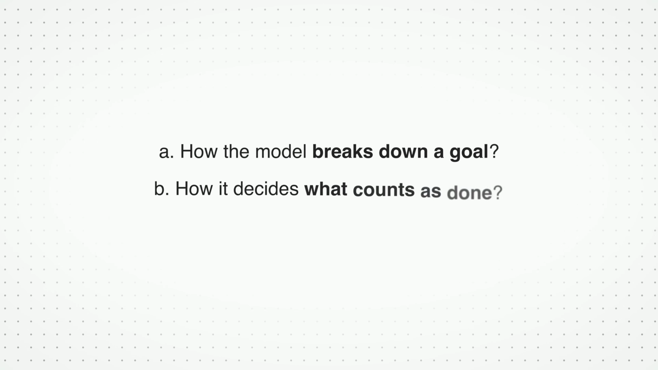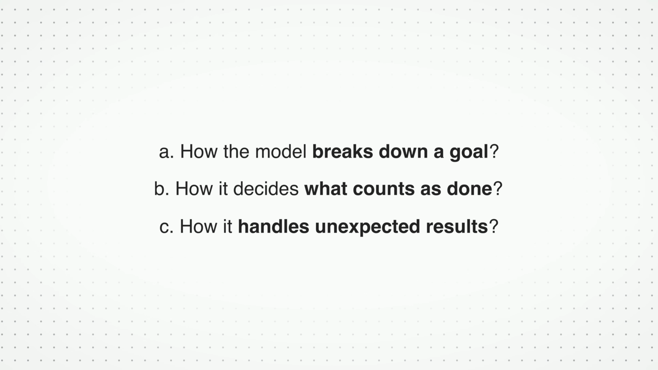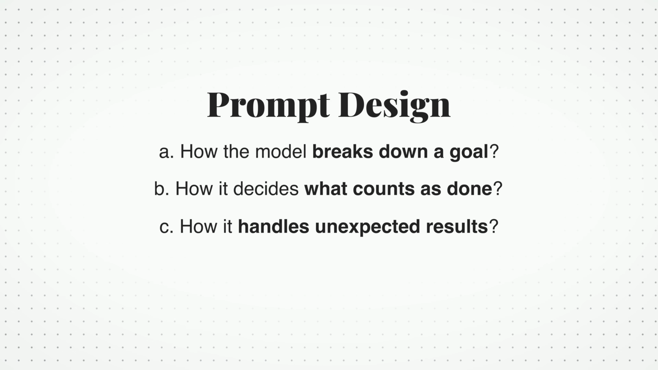And when you go one level further into agentic systems, you're not writing a single prompt anymore. You are designing a loop. The model gets a goal, makes a plan, takes an action, observes what happened, and then decides what to do next. That cycle repeats until the task is done. Your prompts in an agentic system are the architecture of that loop. How the model breaks down a goal, how it decides what counts as done, how it handles unexpected results is all prompt design. The more capable the agent, the more carefully that architecture needs to be thought through.